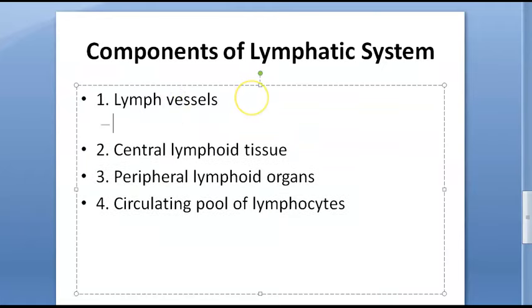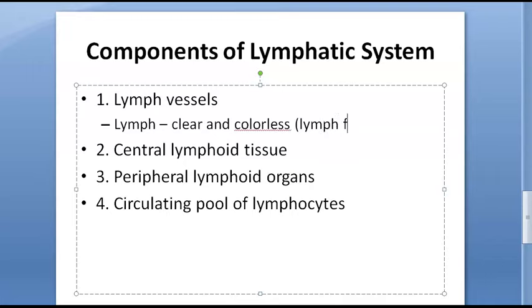So what will these vessels have? They'll have lymph, isn't it? Lymph is actually another fluid in your body. It is clear and colorless. And from the small intestine, whatever lymph is coming, it will be milky white due to absorption of fat.